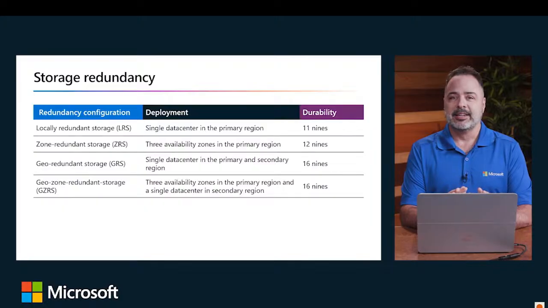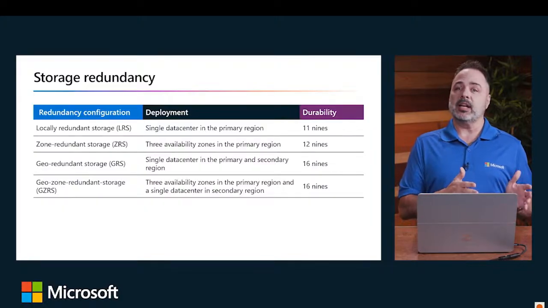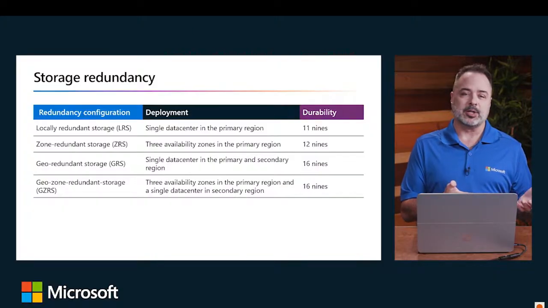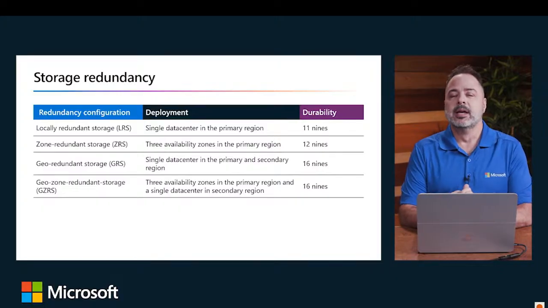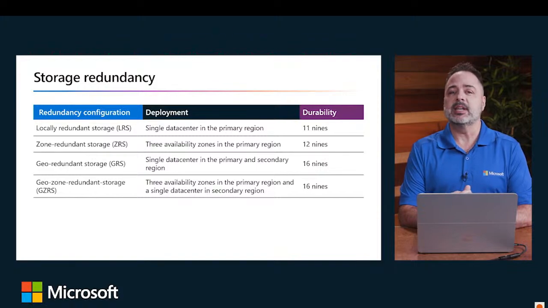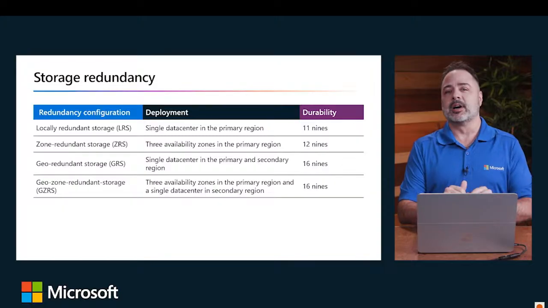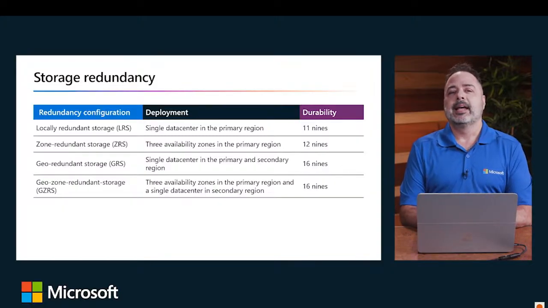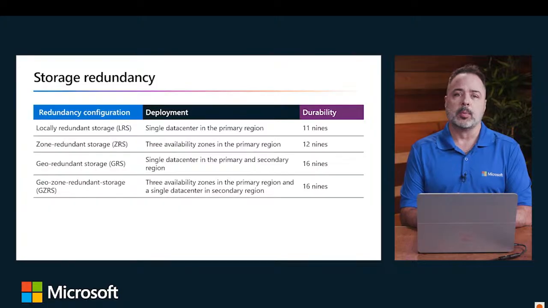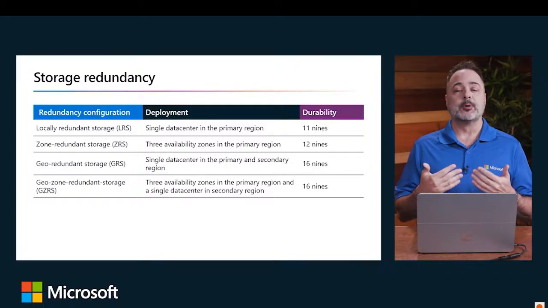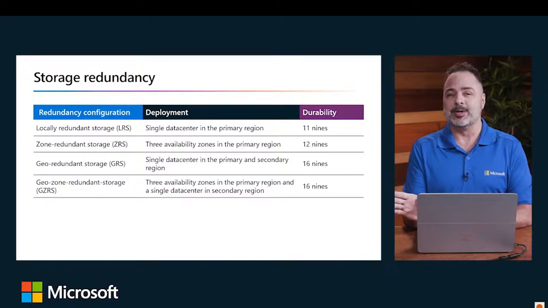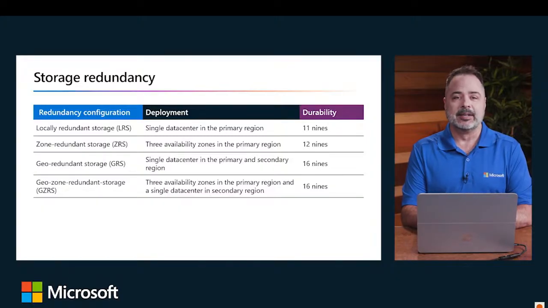In GZRS, your data is copied synchronously across 3 availability zones in the primary region using zone redundant storage, and then replicated using geo-redundancy to another region. This ensures that your data remains available even if one of your availability zones experiences an outage or if the entire region were to fail. Any of the geo-redundant options can also be configured as read accessible, which will provide the same level of protection as GRS or GZRS, but also allows read access to the data in the secondary region, ensuring that your synchronized data will remain available even if the primary region becomes unavailable.